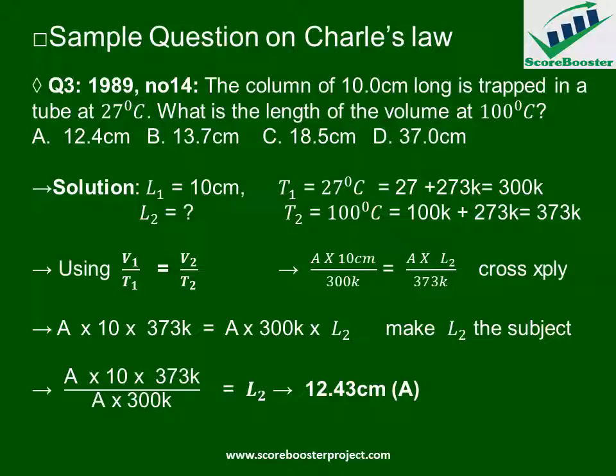Then we can cross multiply. If we cross multiply, we get A times 10 times 373 Kelvin equal to A times 300 Kelvin times L2. Then we can make L2 the subject by dividing both sides by A times 300 Kelvin. And that will give us L2 equals A times 10 times 373 Kelvin over A times 300 Kelvin. So A will cut A, then 10 times 373 divided by 300 will give us 12.43 centimeter, making option A the correct answer for this particular question.